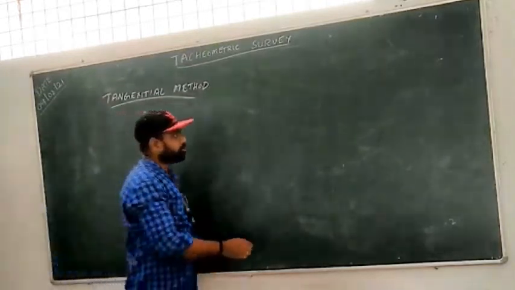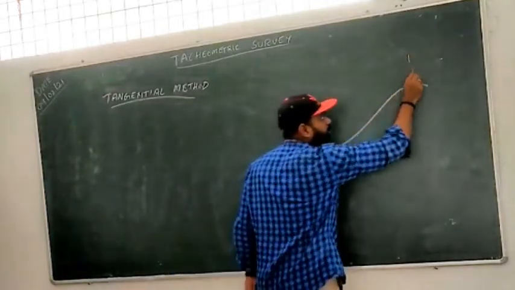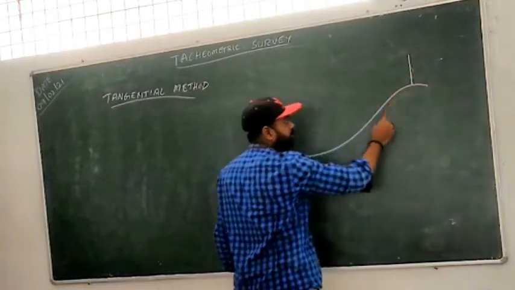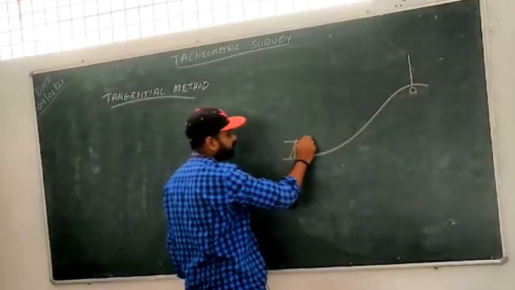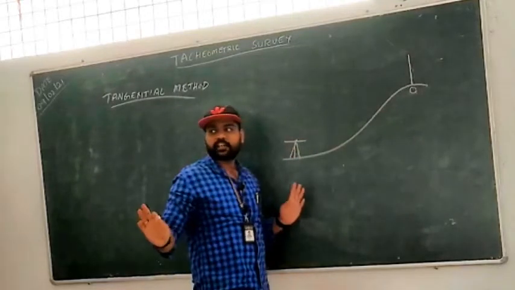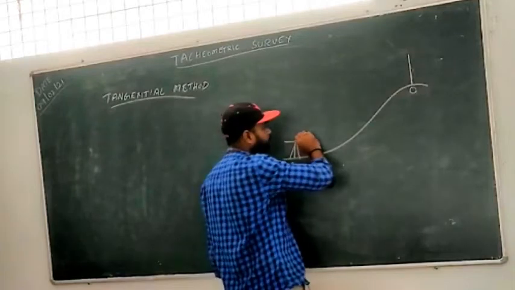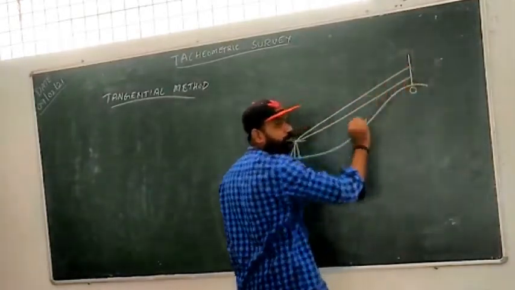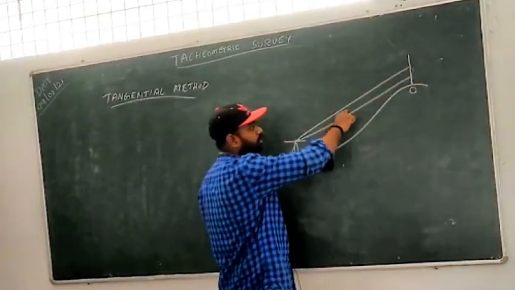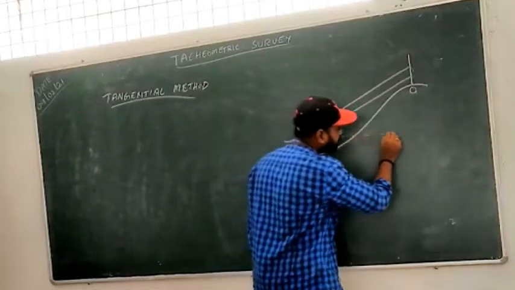But in the tangential method, here also we're going to have the same setup. We're going to have one leveling staff, this is a Q point, and here we're going to have the theodolite. But here we won't have any line of sight. We are not going to take a reading of the line of sight. We are only taking top vane and bottom vane readings. Only these 2 readings we're going to have. Line of sight is your horizontal axis.